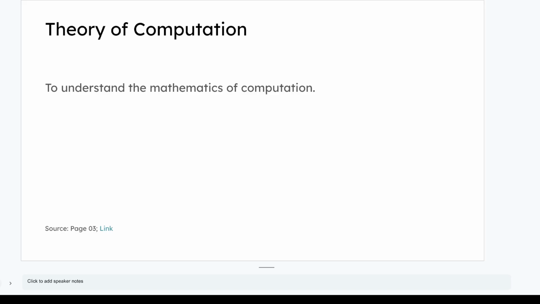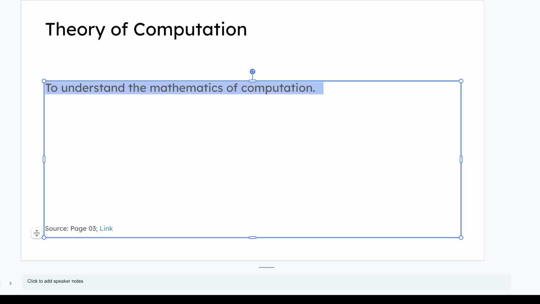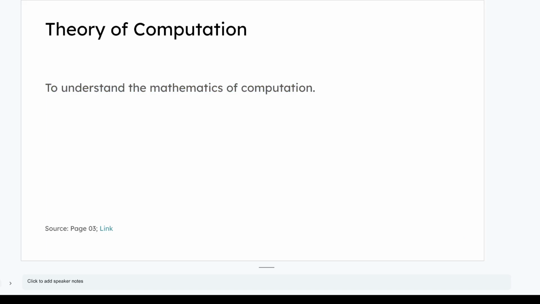Now, one of the primary objectives of theory of computation is to understand the mathematics of computation: what is computable, what is non-computable, and what are some of the problems where we cannot comment whether it is computable or non-computable, right?